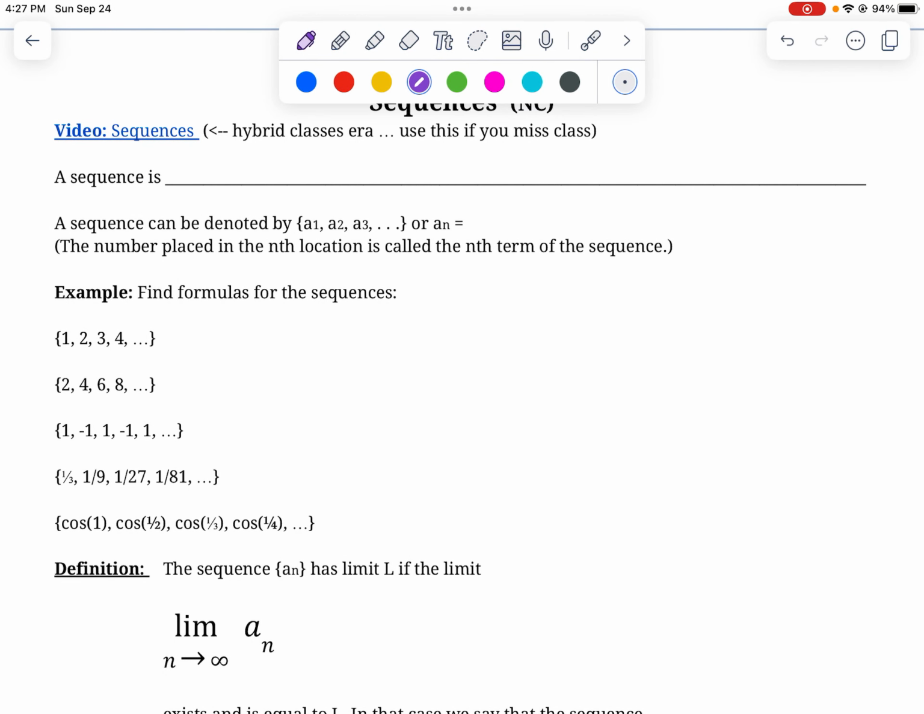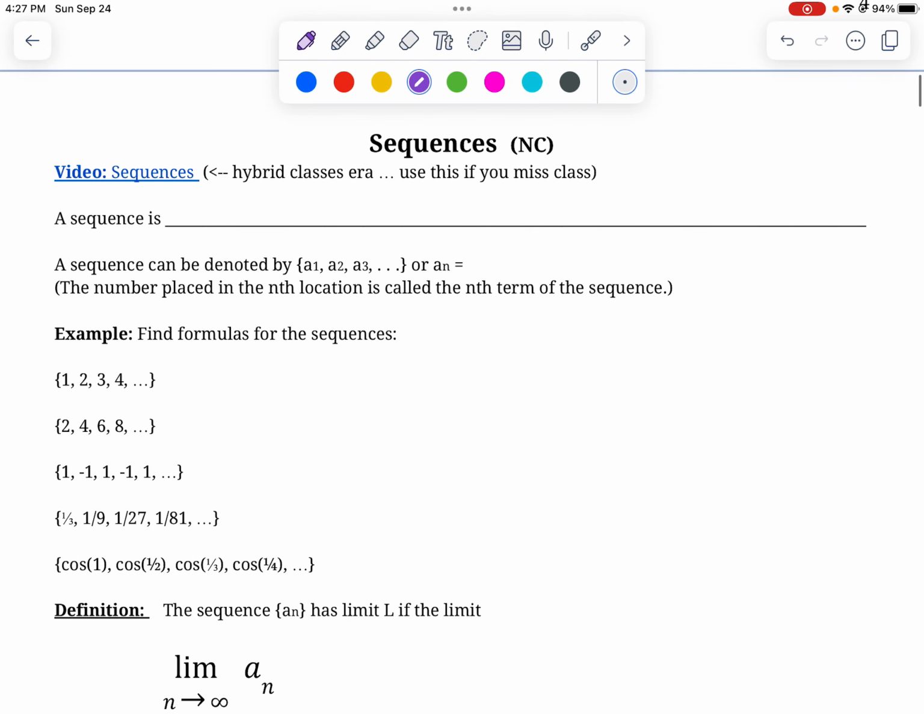Hi, today we are going to be going through two different ideas. The first idea is sequences, and the second idea is an introduction to series. And I do have old videos of these lessons, so should this not make the most sense to you, feel free to check those out as well.